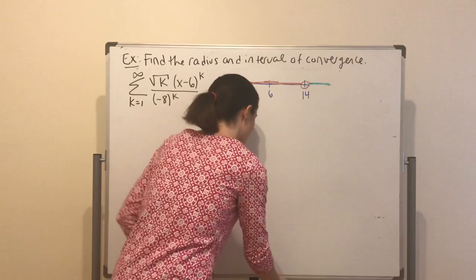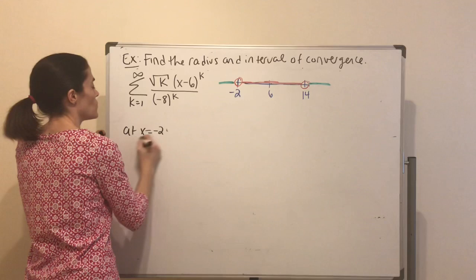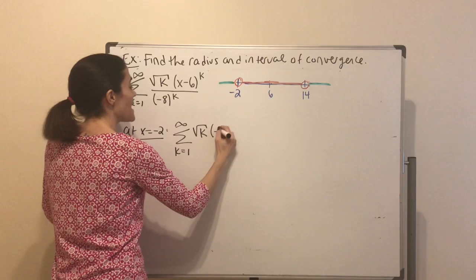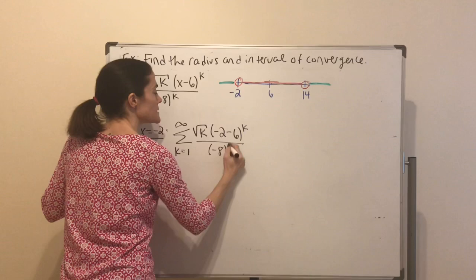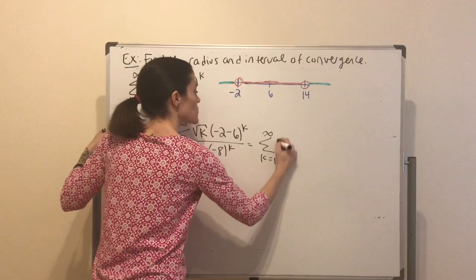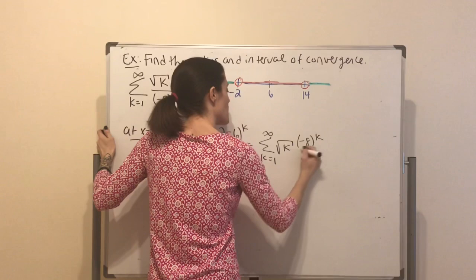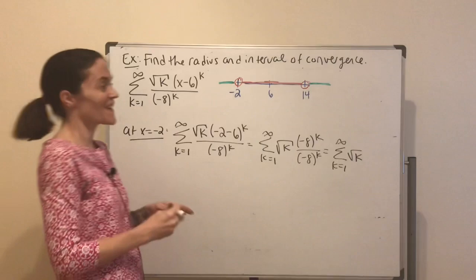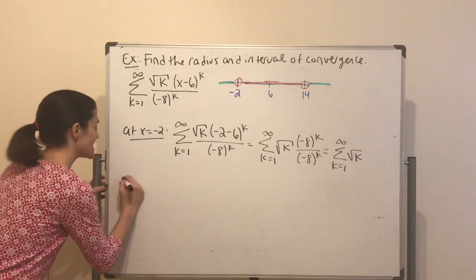So at x equals negative 2, what's my power series? The sum from k equals 1 to infinity of square root k times (negative 2 minus 6) to the k over (negative 8) to the k, which is the sum from k equals 1 to infinity of square root k times (negative 8) to the k over (negative 8) to the k. This is just the sum from k equals 1 to infinity of square root k. Let me give a little space for justification.